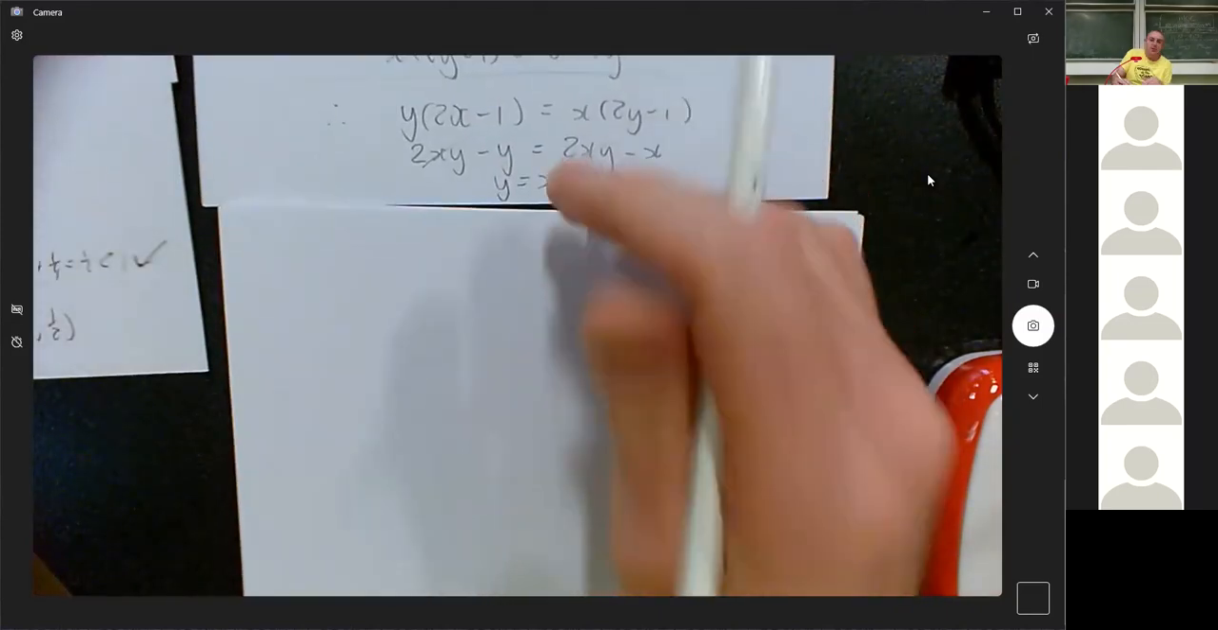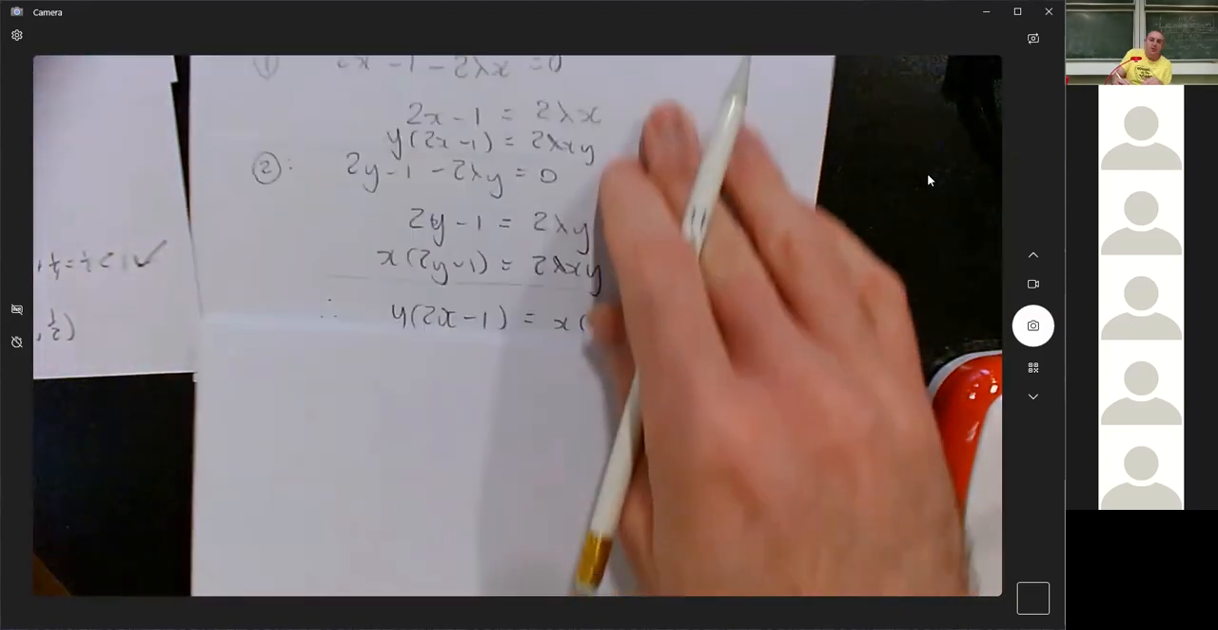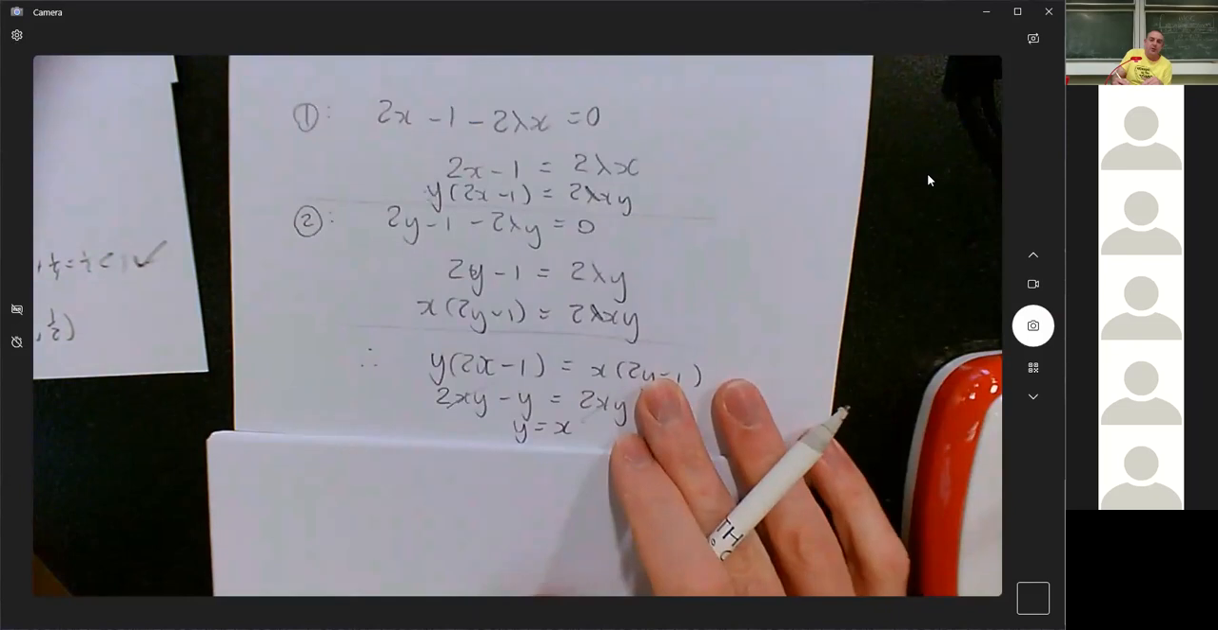But even if I have a picture of it, you can sub that back into the third equation, which I haven't used yet, to figure out what the x and y values are. How are people feeling at this time?